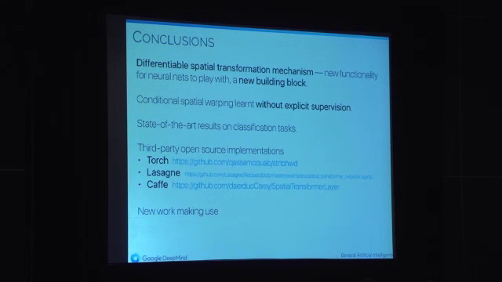Here we've just created a differentiable spatial transformation mechanism, which adds new functionality to neural networks. It's a new building block for you to play with. It performs conditional spatial warping, which is learnt without any extra supervision, just by minimizing your global task loss. And there are some third-party open source implementations around, such as in Torch, Lasagne, and Caffe. And I'm sure there's probably more floating around, and they probably work because there's some new work which makes nice use of them. So yeah, thanks.